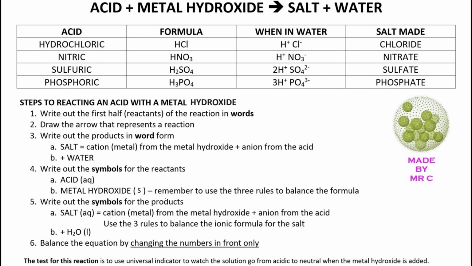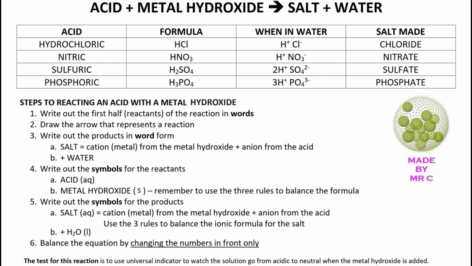Let's go through some common acids and what happens when they're dissolved in water. Hydrochloric acid is HCl, and when dissolved in water, turns into the hydrogen ion and a chloride ion, and this allows the salt to be made, which is a chloride. Nitric acid is HNO3. When it's dissolved in water, it forms H+ and NO3-. And the salt made is a nitrate.